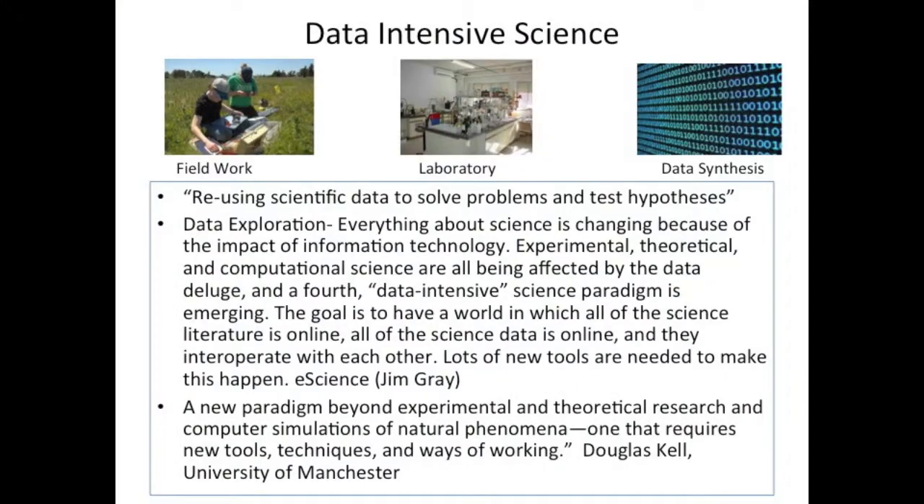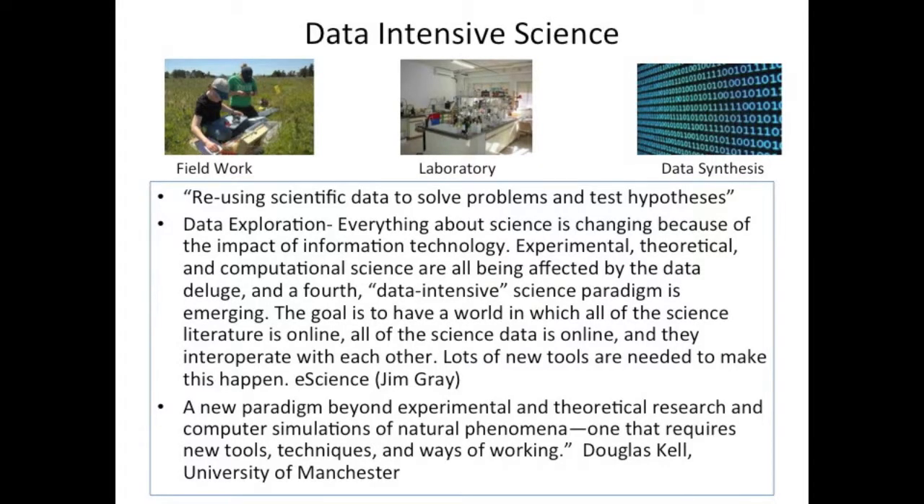First of all, a definition of data-intensive science. This is a new enough term and it's a fast-moving, evolving enough field that the definitions are actually changing and are hard to come by. Here's one good definition though. Data-intensive science is reusing scientific data to solve problems and test hypotheses. In that mode, we can distinguish this from field work, going out in the field and collecting data, and from laboratory analysis, where we step into the laboratory and analyze data. This is really using existing data and reusing data to solve problems and test hypotheses.